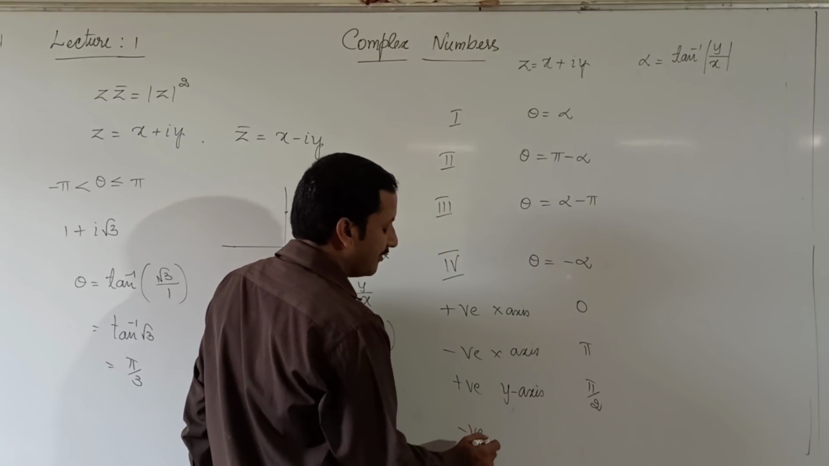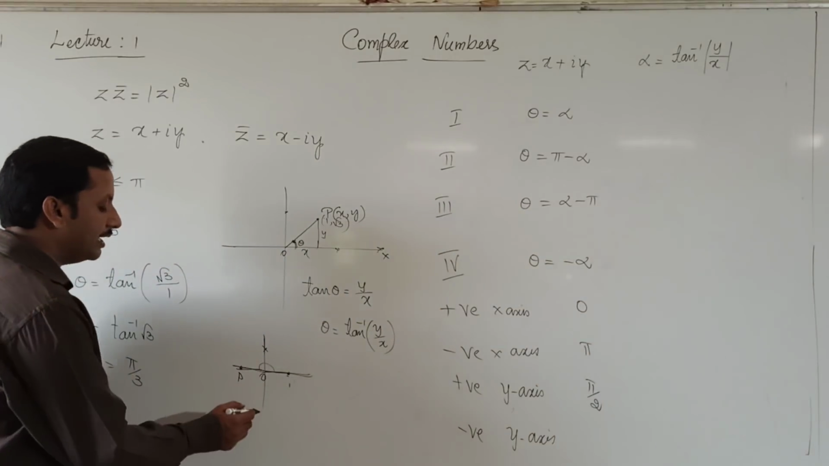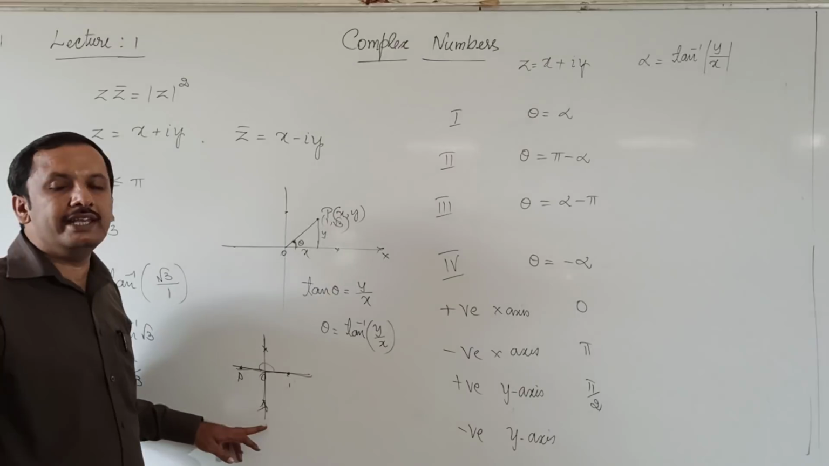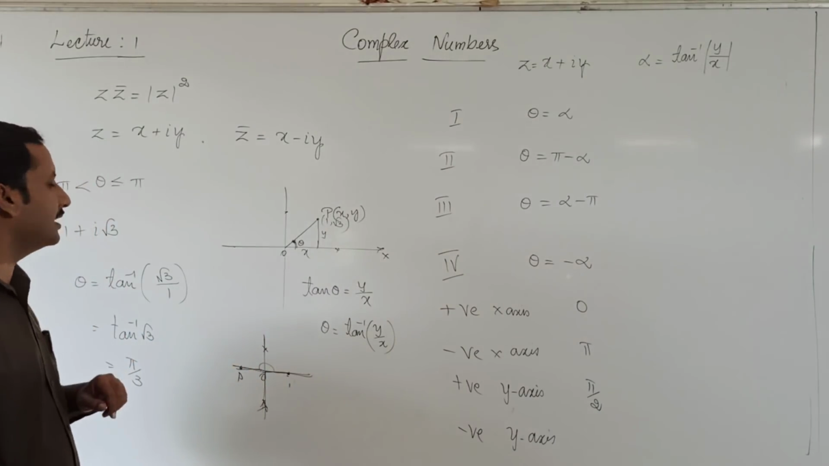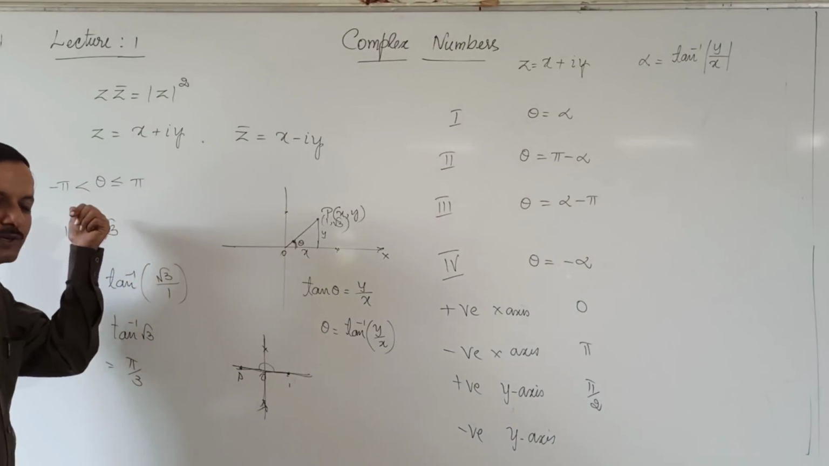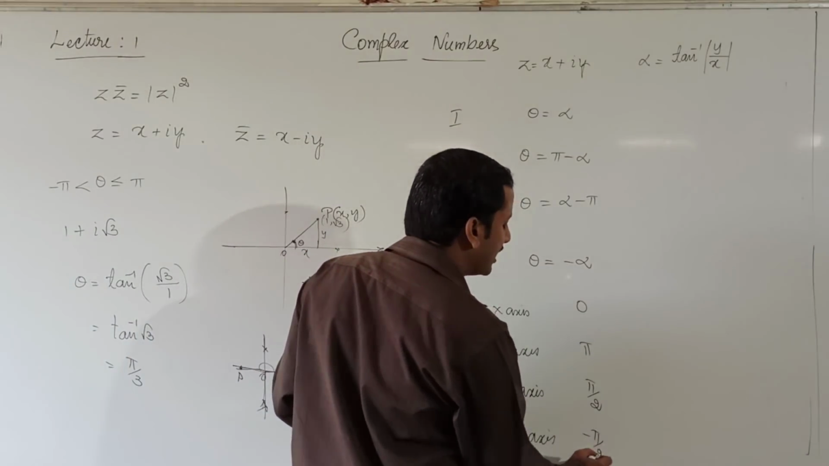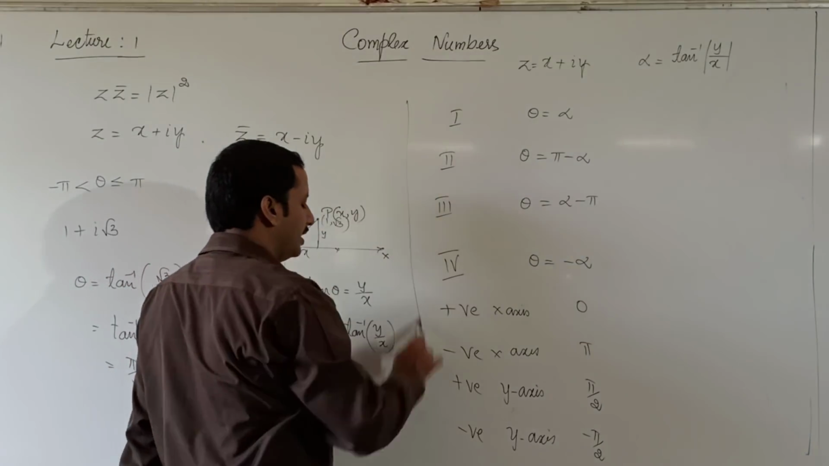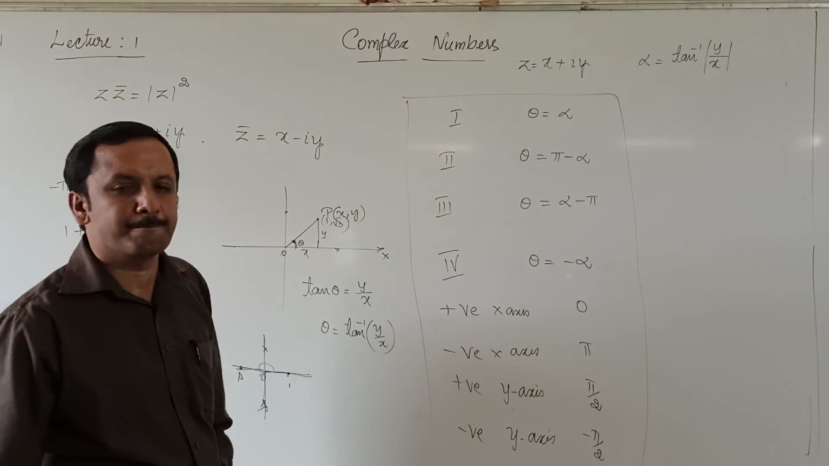Then if it lies on the negative y-axis, then its amplitude is not 3 pi by 2, don't make that mistake. It should always lie between minus pi and pi, and 3 pi by 2 does not lie in this interval. So, if it lies on the negative y-axis, then its amplitude is minus pi by 2. Remember this table, very essential, very useful in most problems.